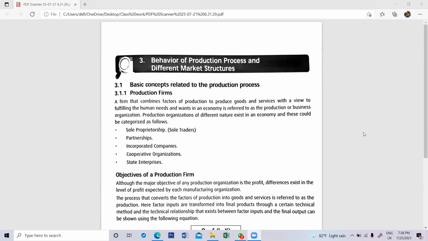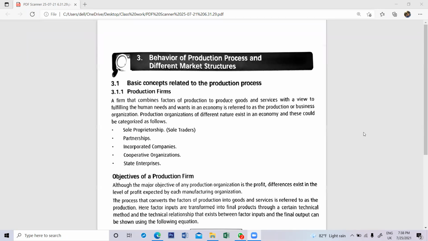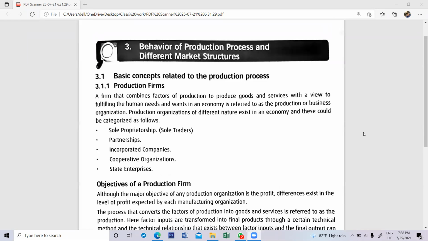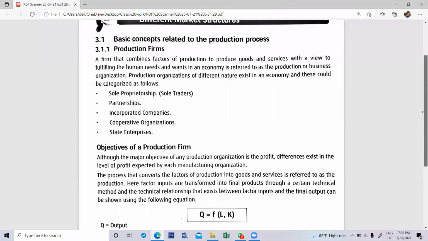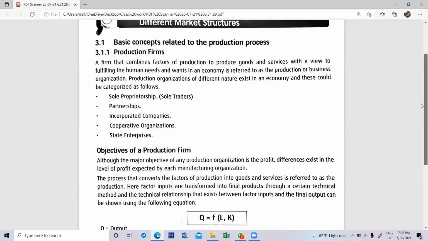Today we are going to start the third chapter in your syllabus, behavior of production process and different market structures. We have to consider now the types of businesses that can be seen in a country. Of course, there are different categories under private and public sector.